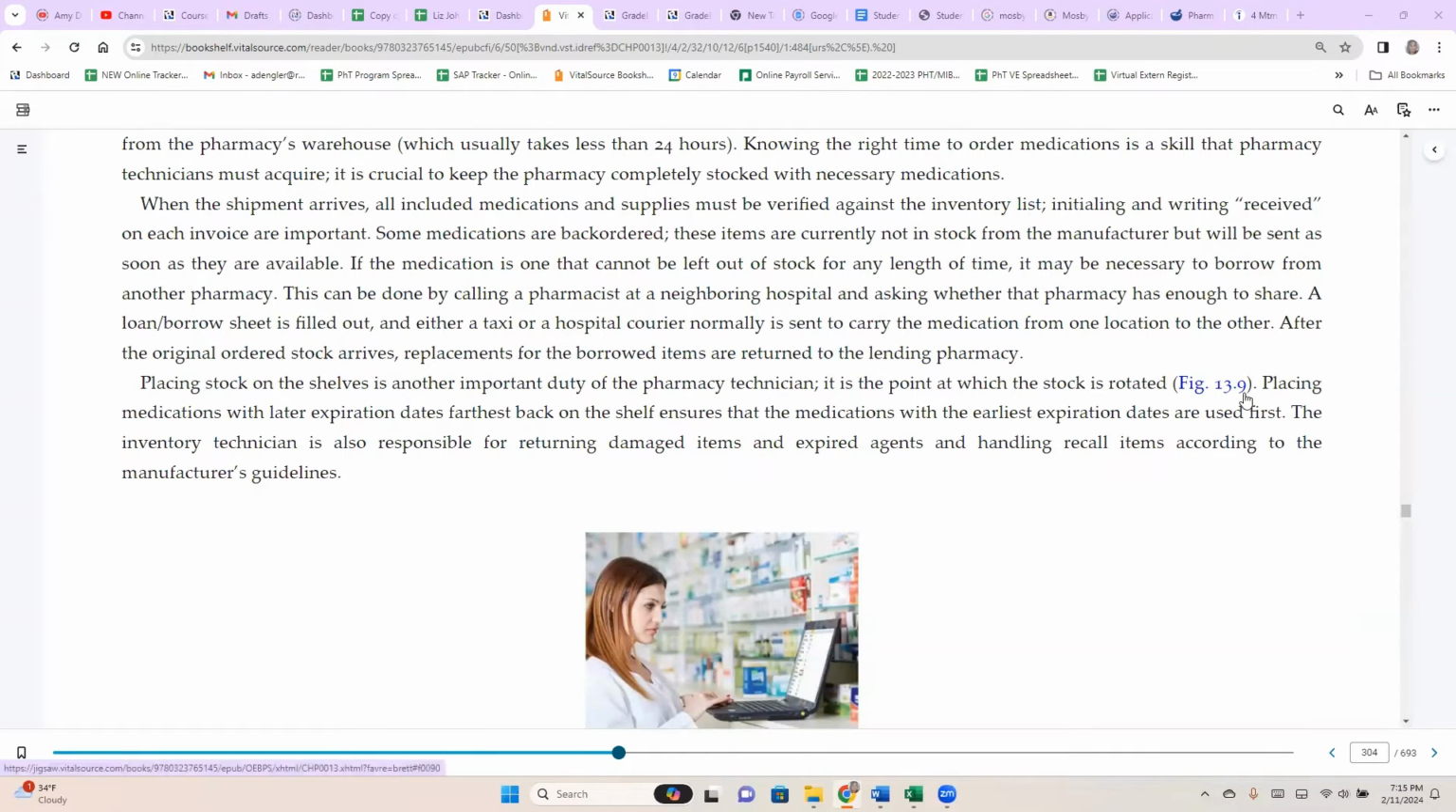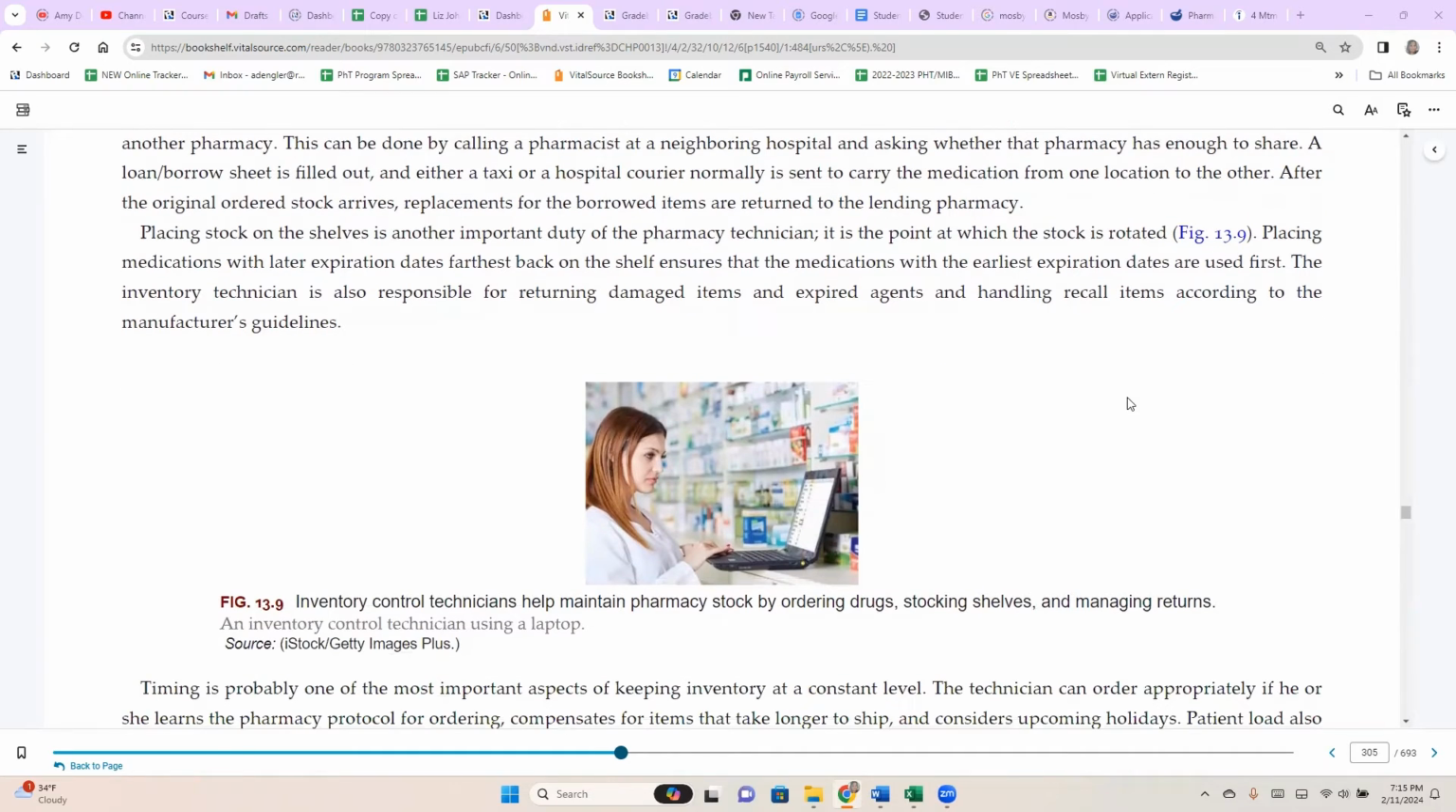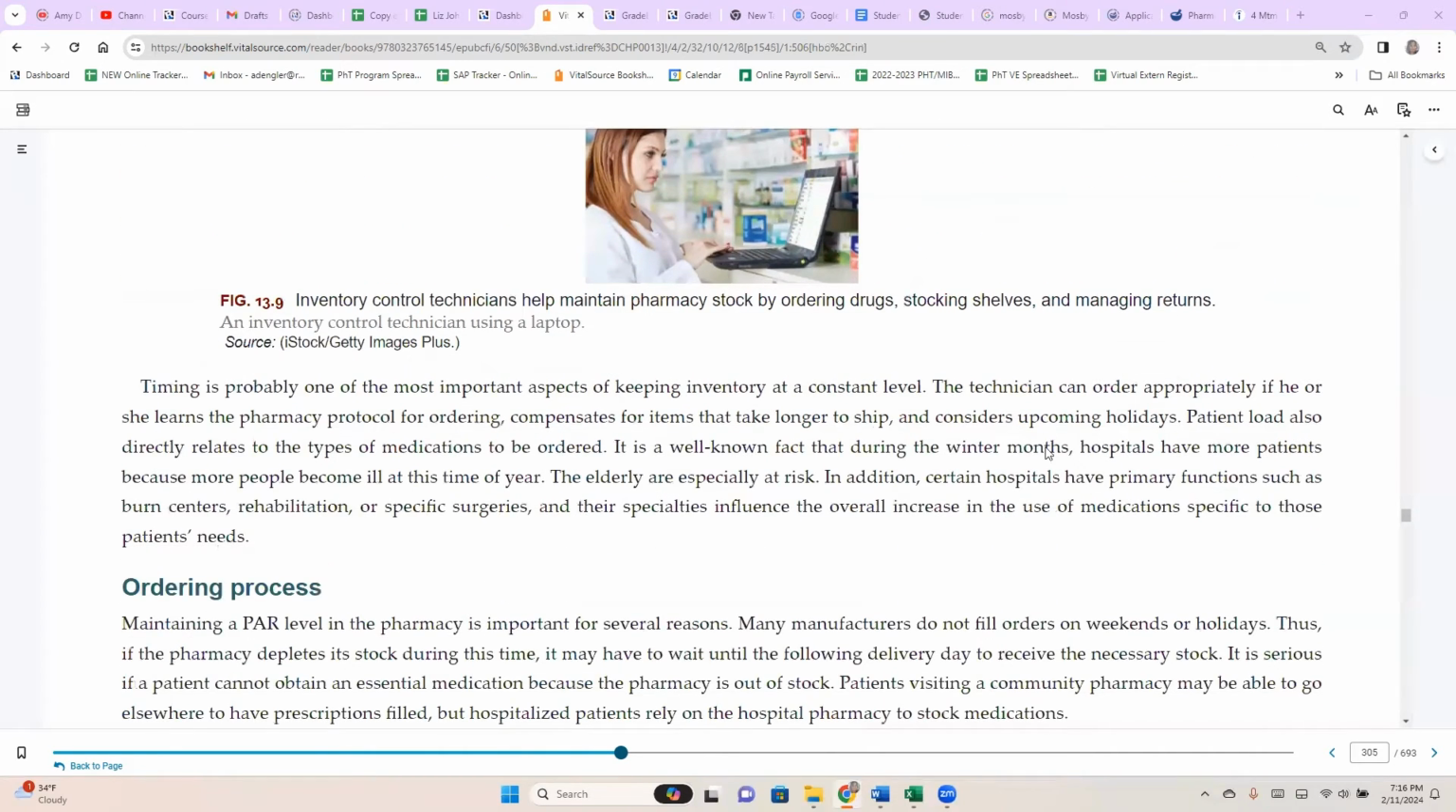Placing stock on the shelves is another important duty of the pharmacy technician. It is the point at which the stock is rotated. Placing medications with later expiration dates farthest back on the shelf ensures that the medications with the earliest expiration dates are used first. The inventory technician is also responsible for returning damaged items and expired agents and handling recall items according to the manufacturer's guidelines.